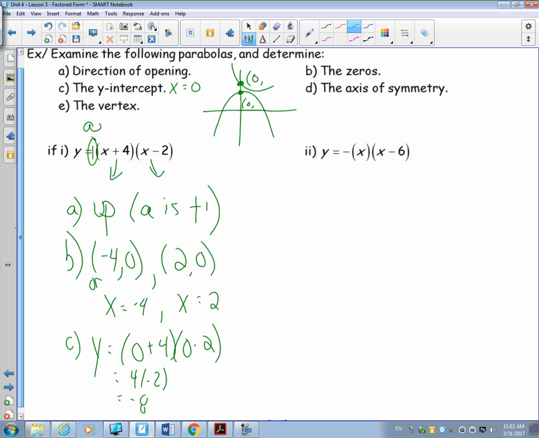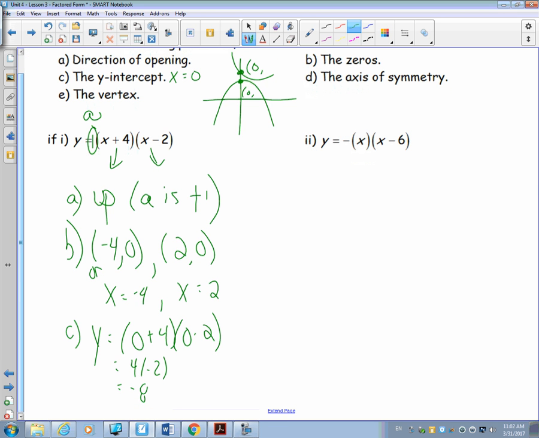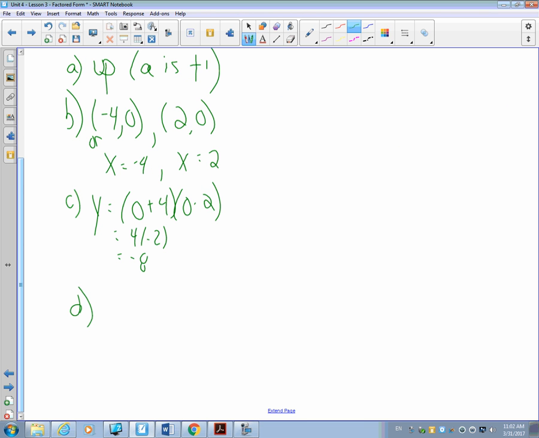And the axis of symmetry. We've talked about that. It's one of our special properties. We know our axis of symmetry is the midpoint of the zeros. So we can take our zeros, add them together, divide by 2. So let's give that a try. Our axis of symmetry will be x equals the zeros, -4 plus 2, divided by 2 comes out to -2/2, or in other words, -1.